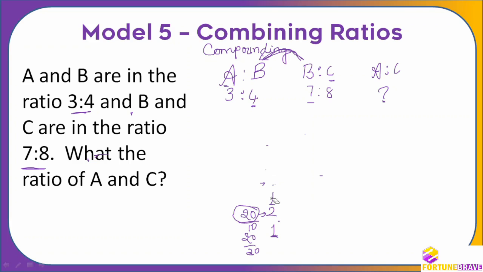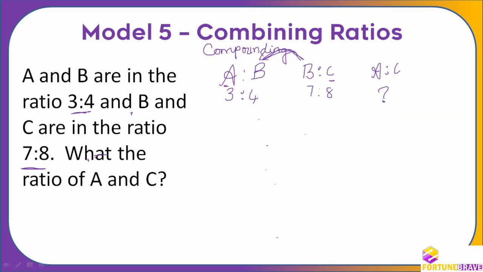So now, because this B is the same number, what I need to do is make it one ratio. How do I make it? Now this is where we'll learn the combining. So if B is one value, then the ratio value we are going to count as 1.